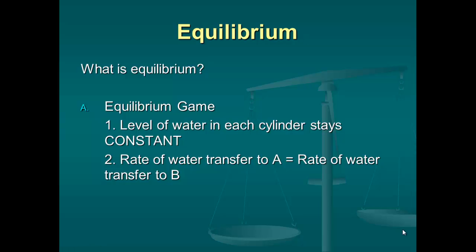So at equilibrium, the rate of water transferred to A was equal to the rate of water transferred to B. You had the same amount of water going back and forth each time, so you didn't see any overall change in the water levels. Equilibrium doesn't mean that you have the same amounts on each side of your reaction. It means that your reaction rates are equal. Equilibrium occurs when you have equal rates.